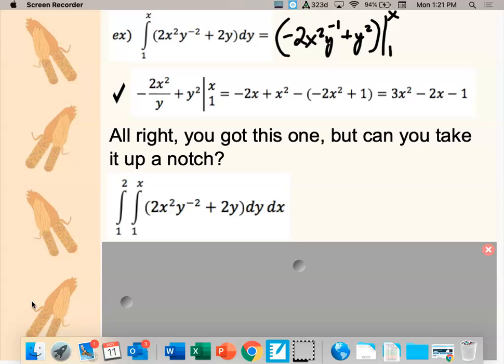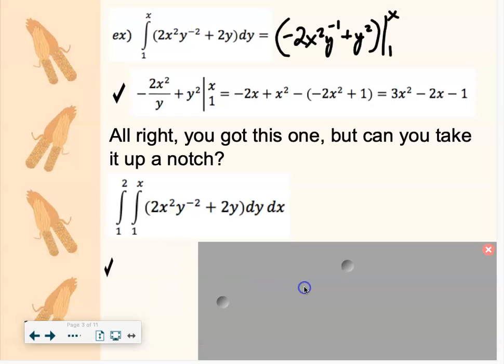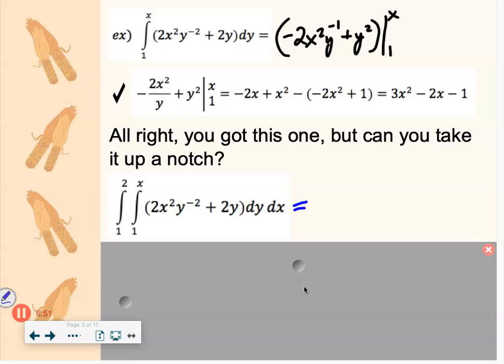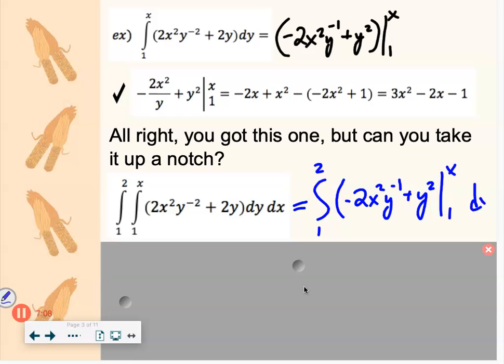Okay, so the first integral that we want to do is with respect to y, which I have here. I'm going to do it step by step. So you have the integral from 1 to 2 of. All right, if we integrate with respect to y, we end up with negative 2x squared y to the negative first plus y squared evaluated from 1 to x. Oh gosh, that looks familiar. And then there's still this dx sitting out here, right? So this whole thing, what is this equal? We already found it up here. I didn't even notice that.